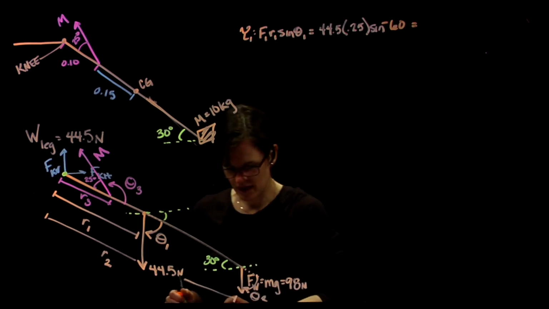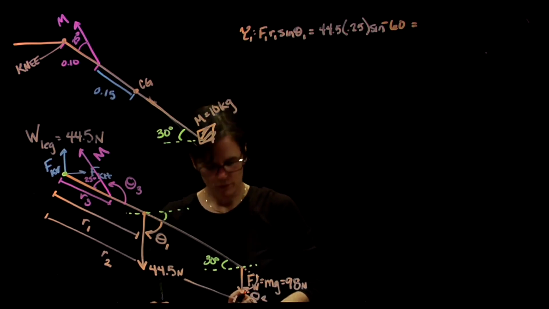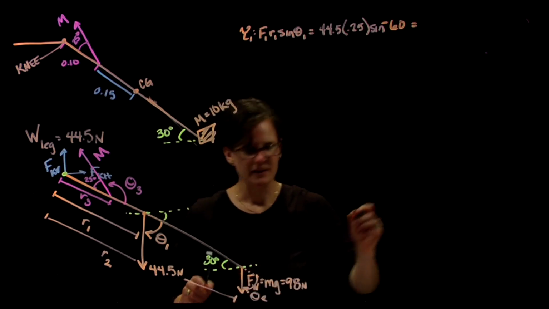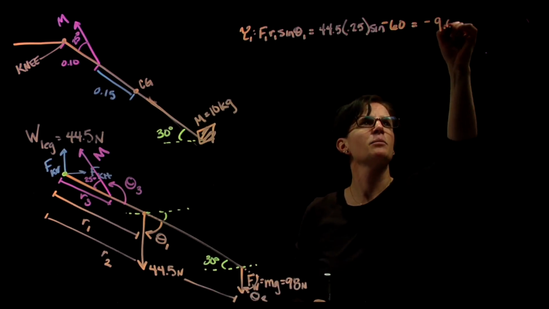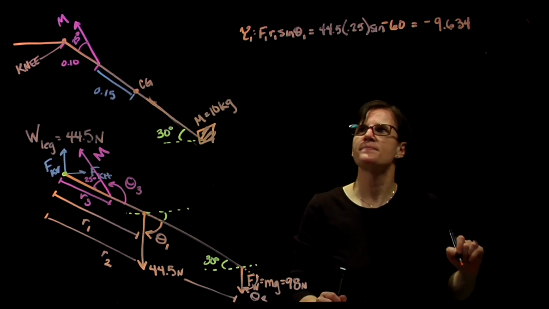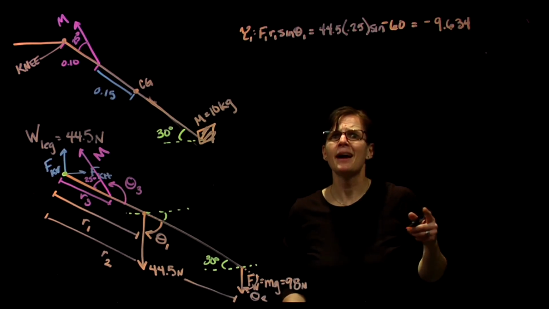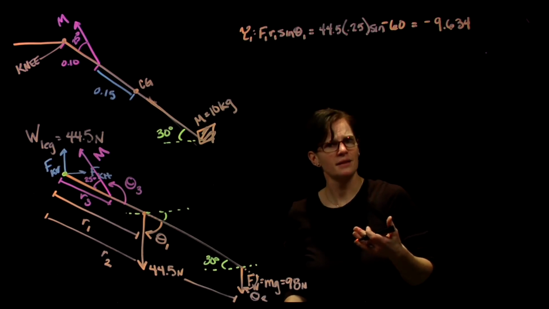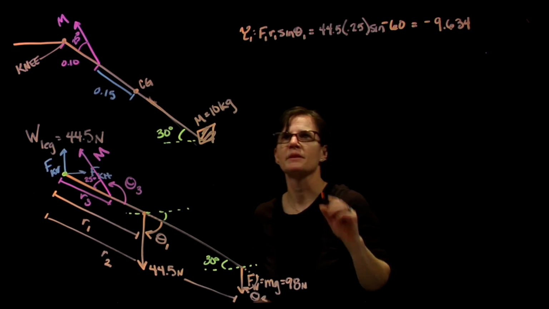All right, so we have 44.5 times 0.25 times the sine of negative 60. That gives us negative 9.634 newton meters. Should it be negative? Yes, it would rotate the object in the clockwise direction. Good. All right, torque number 2.